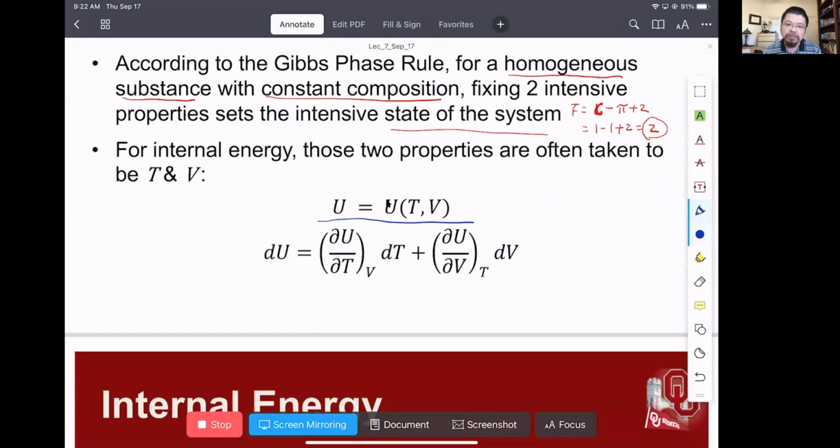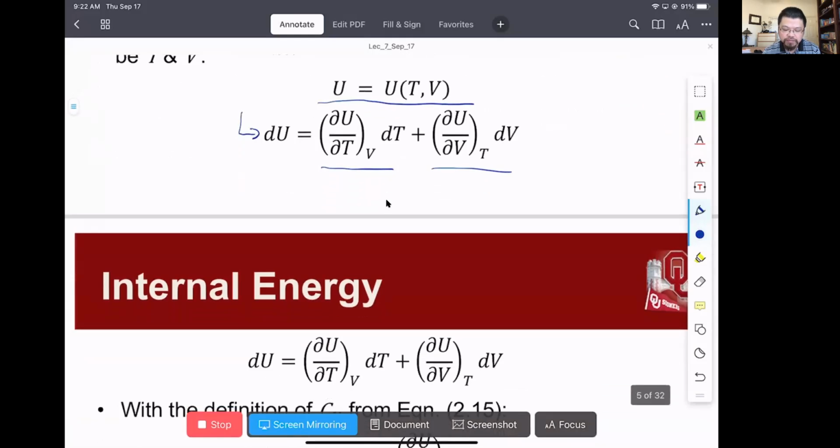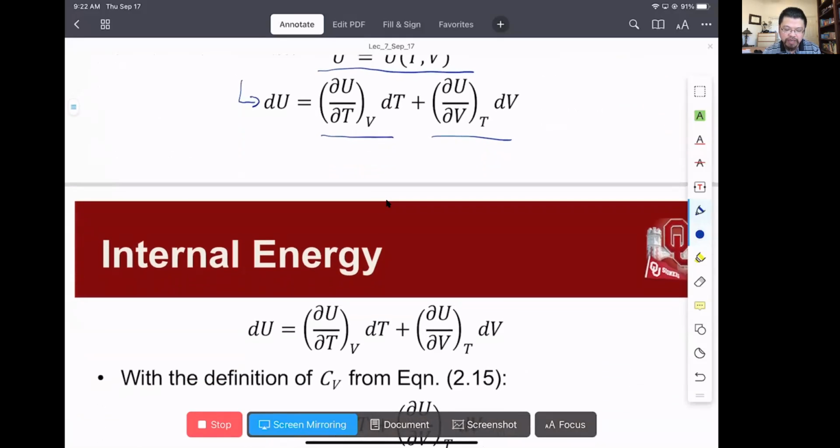Then we can express the internal energy as a function of temperature and volume. Moving forward, we are going to take the four derivatives so we can separate the two independent parameters to look at their respective effect on the system property.